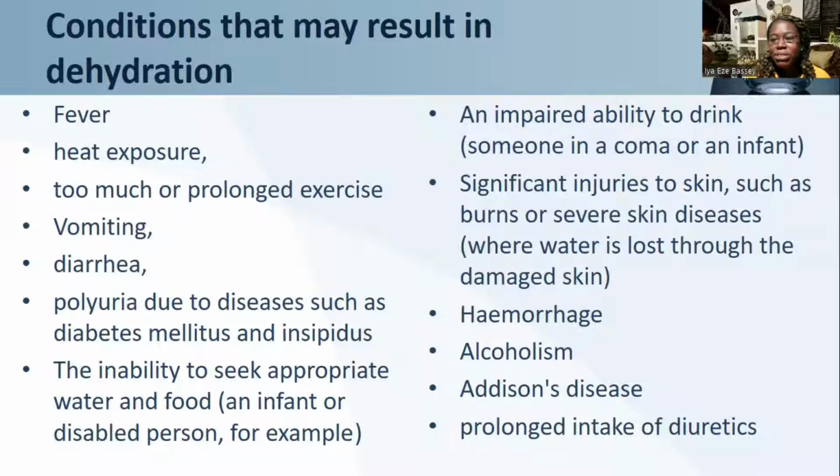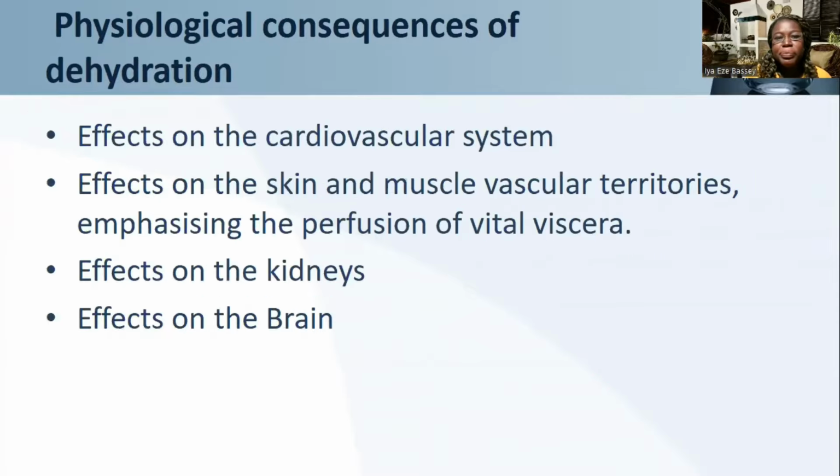Okay, alcoholism, drinking alcohol over time can also cause you to get dehydrated. Addison's disease, where your adrenal cortex is not working, okay, can also make you have dehydration. Then if you do take diuretics, I told you what diuretics do. They are given to you to help you expel fluid out of your body through the urine. So if you take it for a long period of time, you would get dehydrated over time.